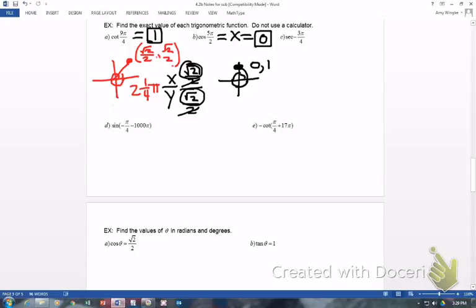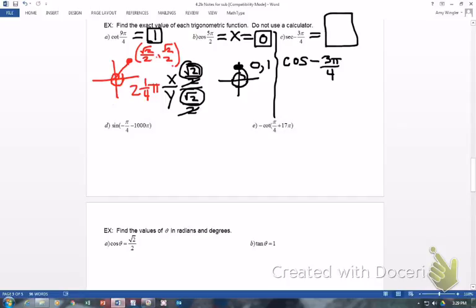Now let's talk about secant. First of all, as soon as I see secant, cosecant, or cotangent, I change it to its reciprocal. So secant is the reciprocal of cosine. So I'm going to find the cosine of negative 3/4 pi first, and then once I find that answer, I'll take its reciprocal, and that'll be the answer for what I'm actually looking for in this problem.